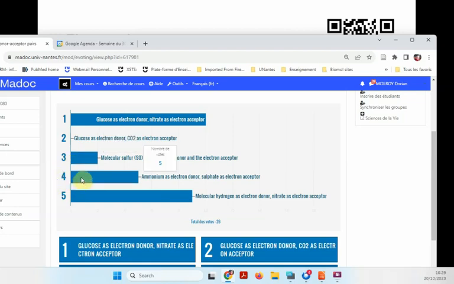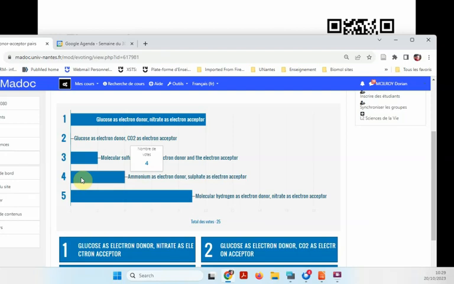Number 4, this is a wrong answer. Okay, why is it the wrong answer? It's because nitrate is a better electron acceptor than sulfate. So that means that ammonium is a pretty poor electron donor.